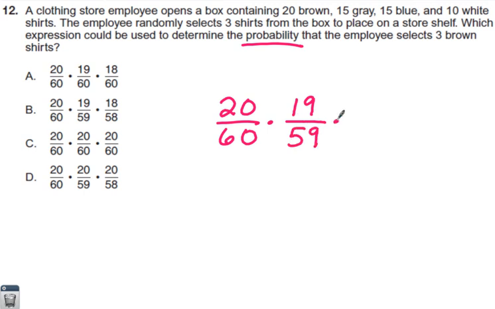Well, guess what? There's a third event, a third probability, where now the probability of getting another brown shirt is, well, now there'll only be 18 shirts left and only 58 total shirts. So again, compound probability: when you're doing more than one thing in a row and you want the overall probability, you multiply all the individual probabilities together. And so the answer should be B. They don't even make you multiply all the fractions together. 20 to 60, 19 to 59, yep, and it's B.